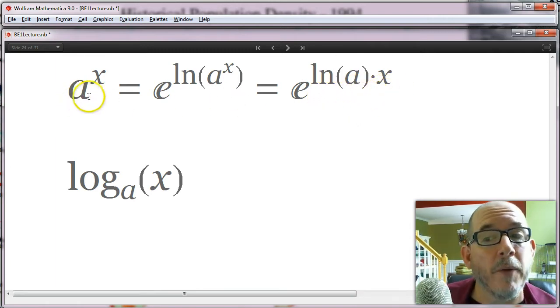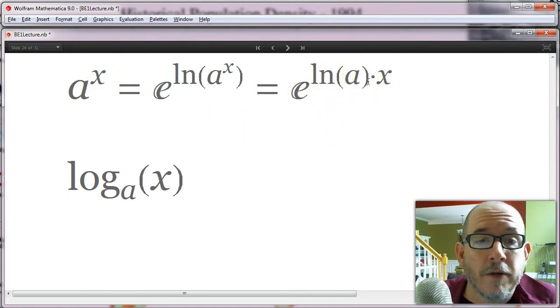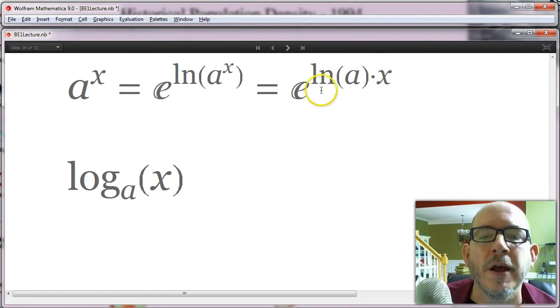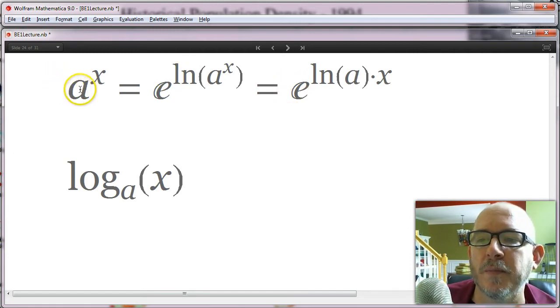So anytime we've got a general exponential like 4 to the x, we can rewrite it as e to the natural log of 4, which is just some constant number, times x. And then we can use the chain rule to take the differentiation of this. So that's how we rewrite any general exponential function as a natural exponential function.